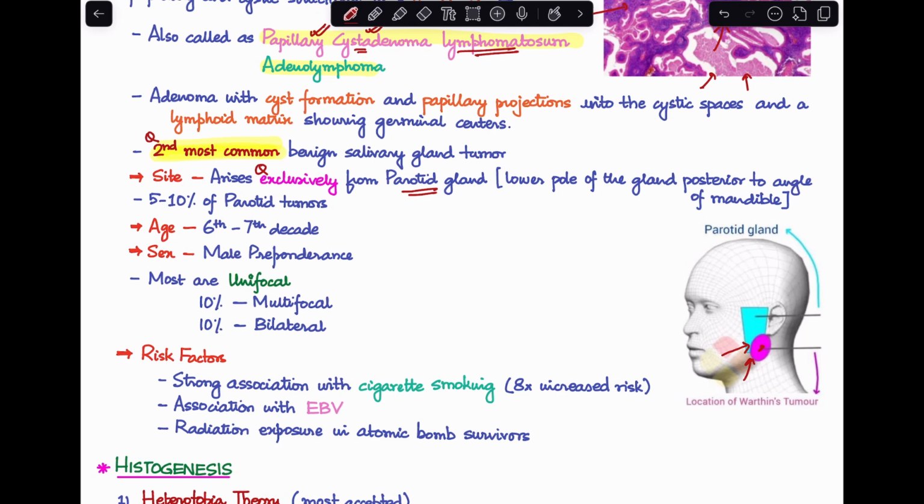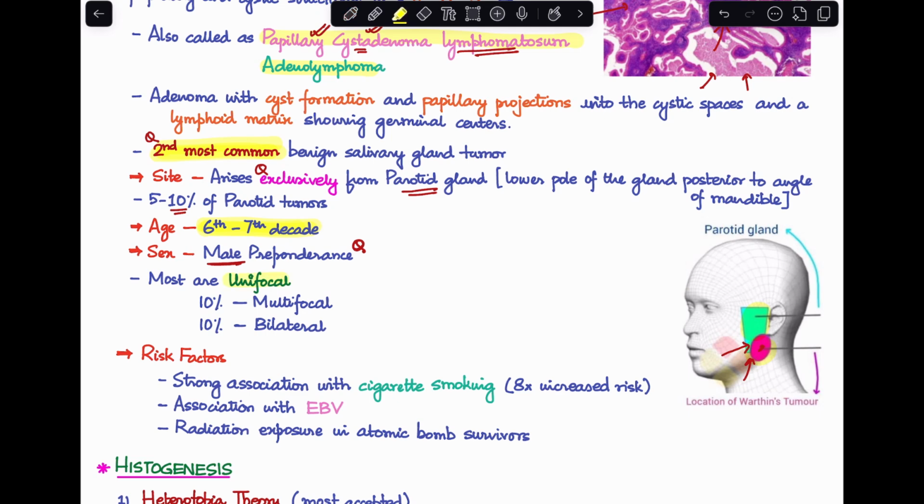If you see this image, this is our parotid gland, and the lower pole is where Warthin's tumor comes. Warthin's tumor constitutes about 5 to 10% of parotid tumors. It is more common in the elderly age group, in the 6th to 7th decade. A very important MCQ question again is that this is the only salivary gland tumor which has a male preponderance. All other salivary gland tumors have been seen to be more common in females. So this is also an MCQ question.